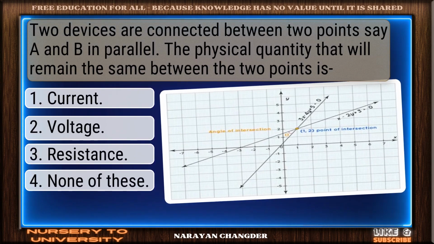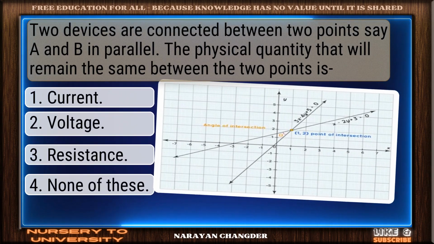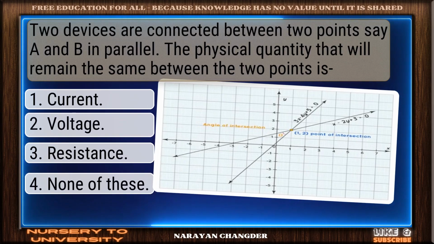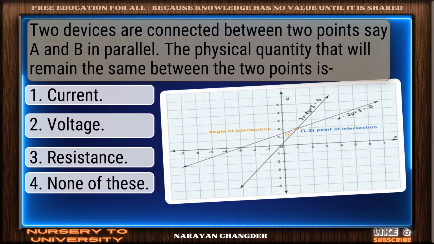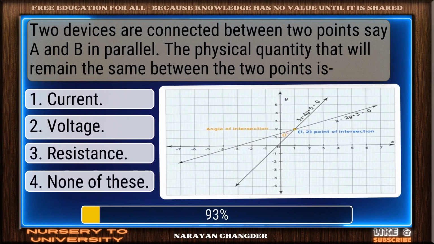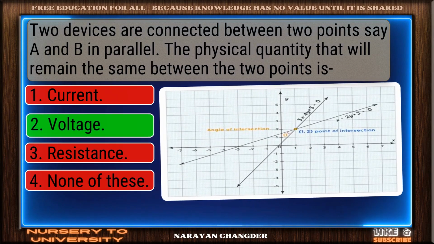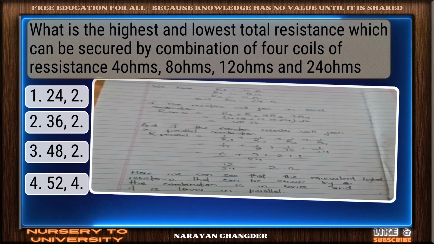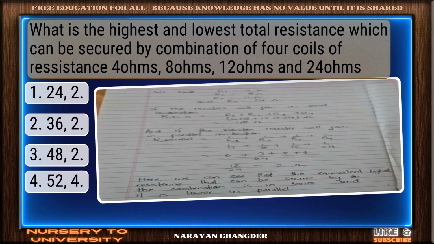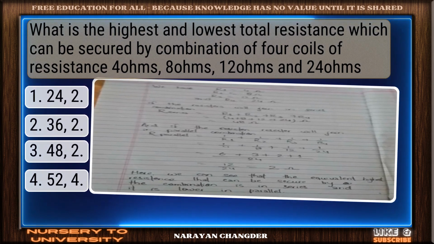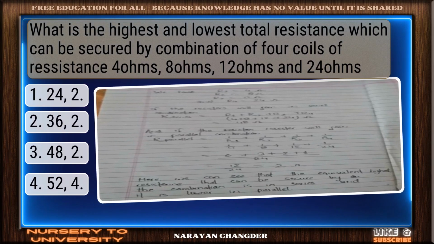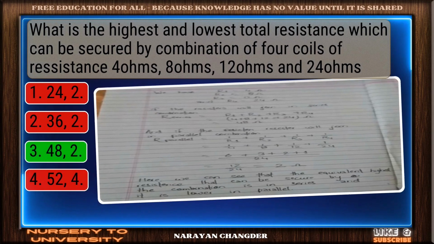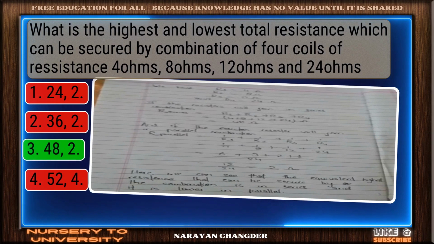2 devices are connected between 2 points, say A and B, in parallel. The physical quantity that will remain the same between the 2 points is... You chose voltage. Correct. What is the highest and lowest total resistance which can be secured by combination of 4 coils of resistance 4 ohms, 8 ohms, 12 ohms, and 24 ohms? Good thinking. 48.2 is right.